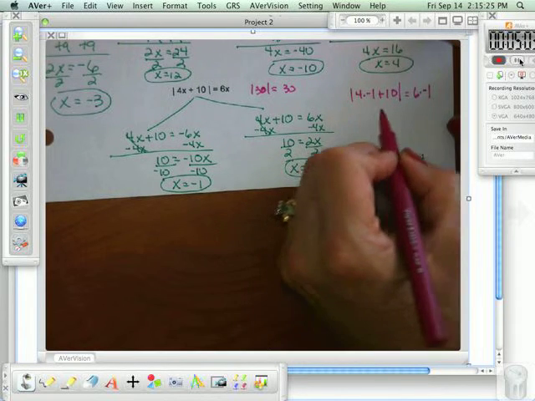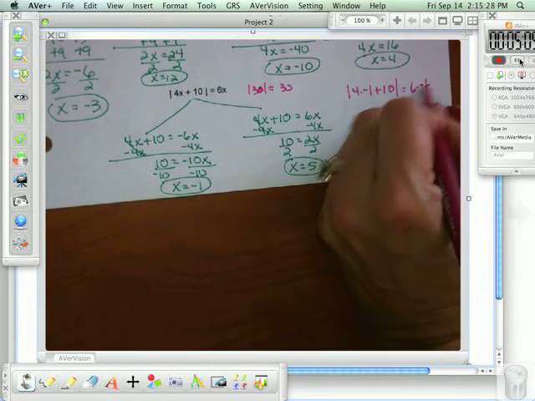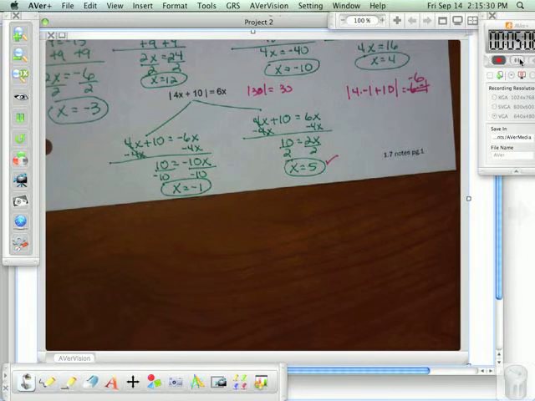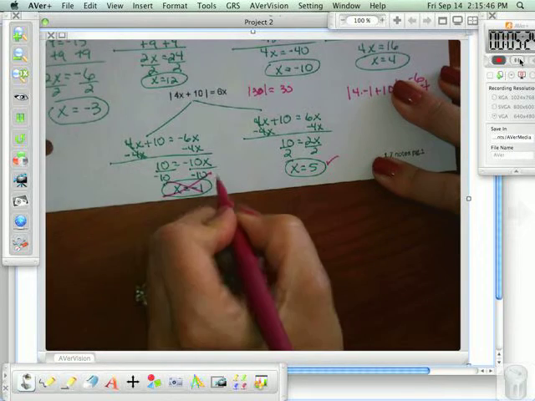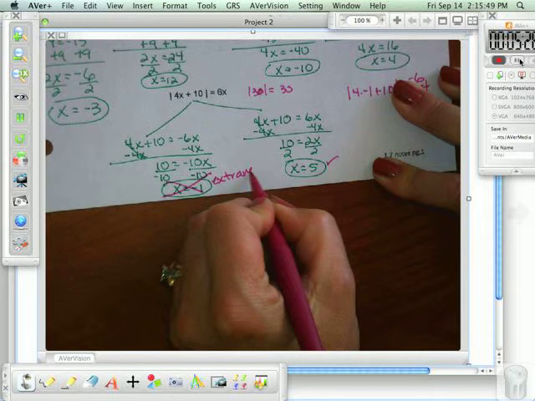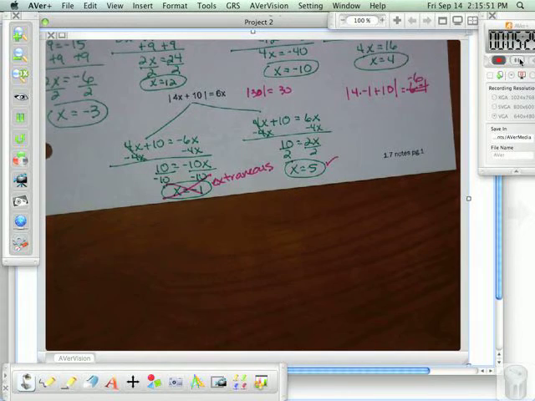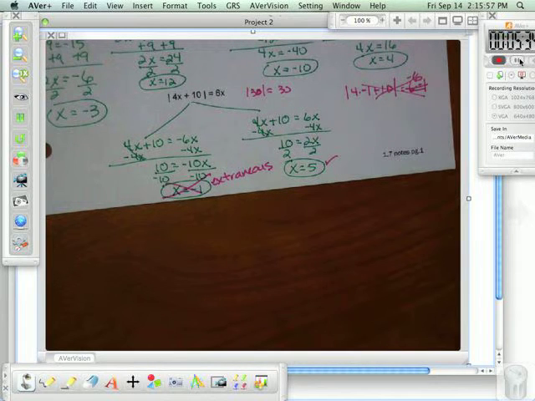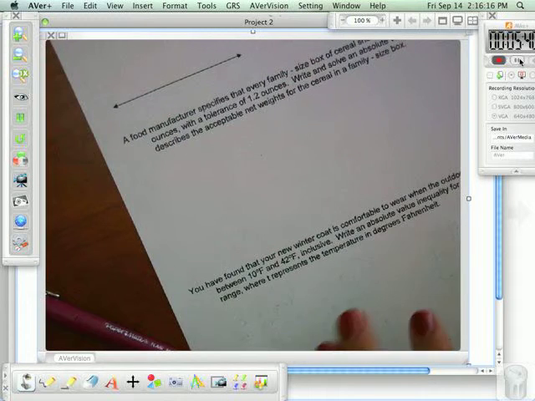Wait a minute. What does 6 times negative 1 equal? Okay, stop right there. Whoa, Nellie. We got a problem. What's wrong with this? Can the absolute value ever equal a negative? No. So this one does not work. This one is extraneous. Finally, you get an extraneous solution. Doesn't have to go any further. The only solution is 5.